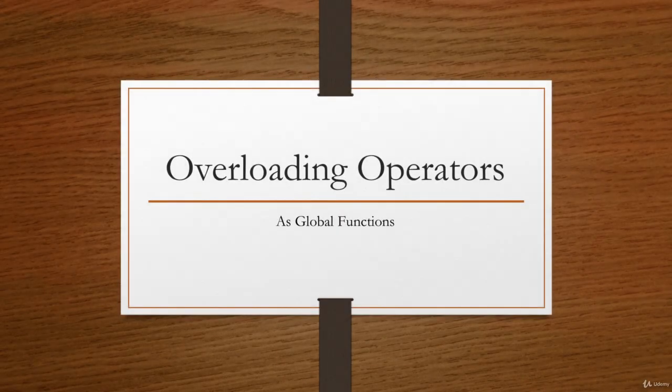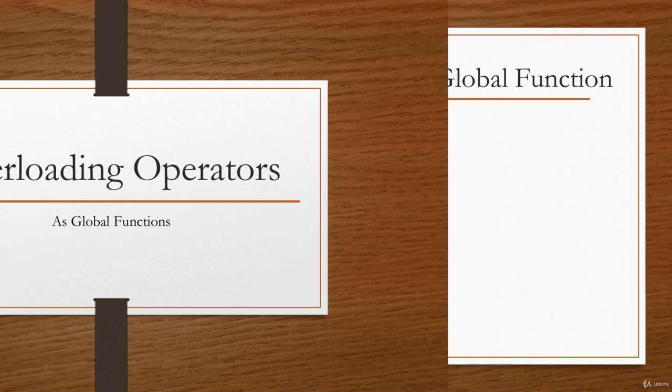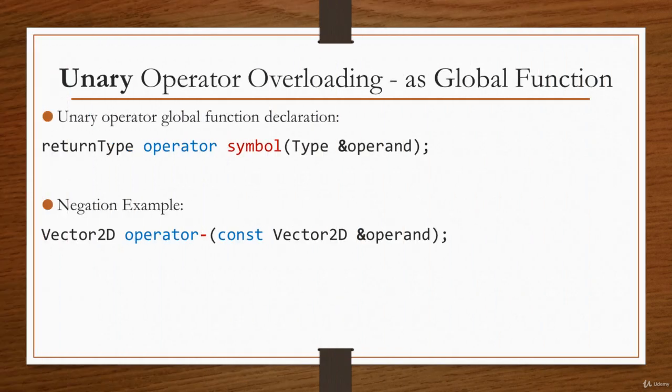In previous videos, we talked about overloading operators as member functions. So in this video and in upcoming videos, we are going to talk about overloading operators as global functions or as friend functions. We can overload unary and binary operators as global functions. This is what the unary operator prototype looks like when you declare it as a global function.